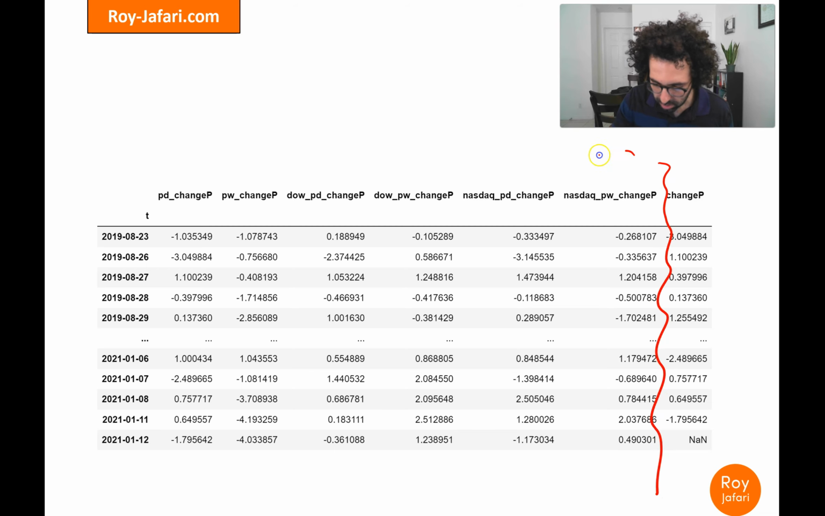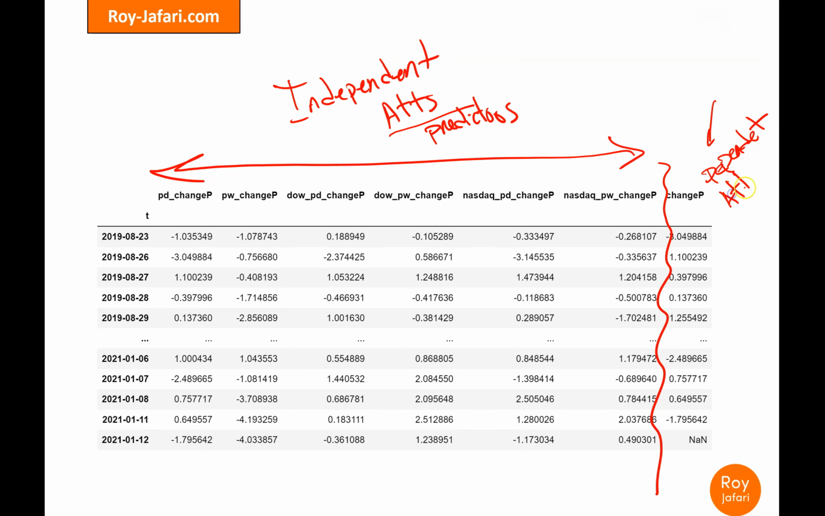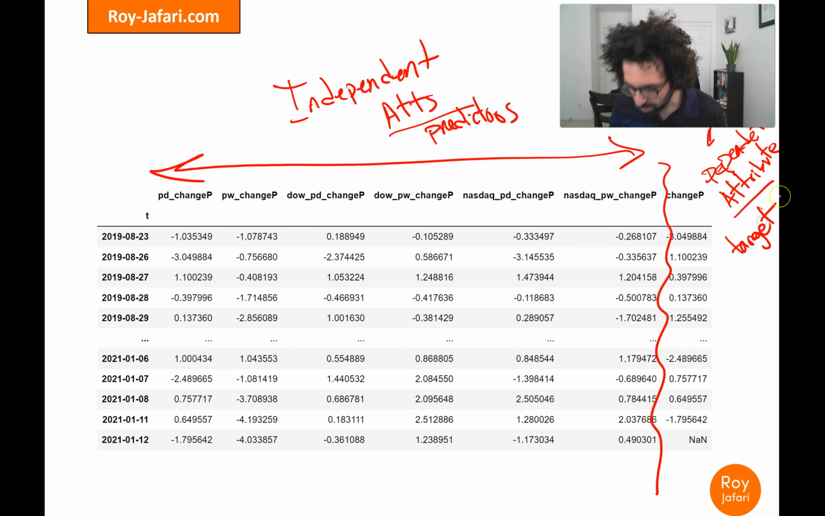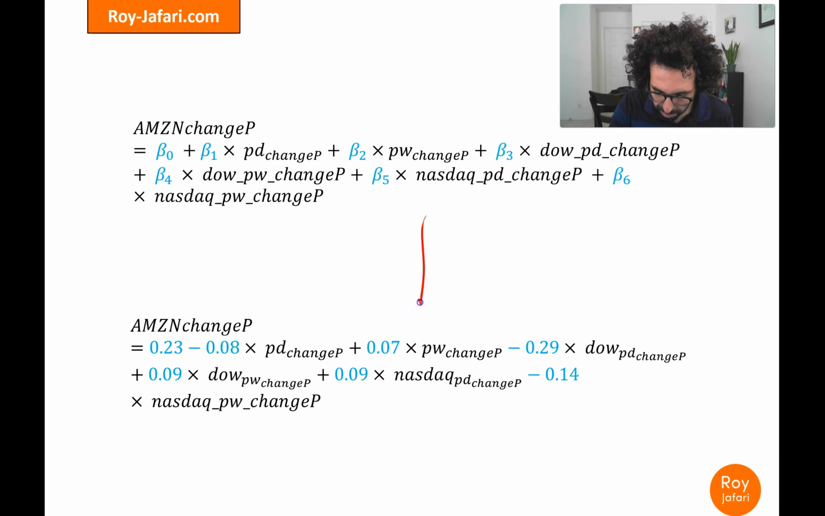These are our independent attributes, or our predictors. This is our dependent attribute, or our target. We use linear regression to find these relationships by estimating these betas. When we calculate these betas, what we will get is going to be this.